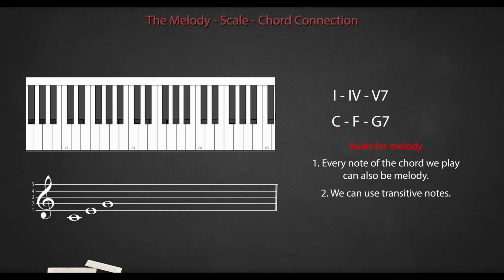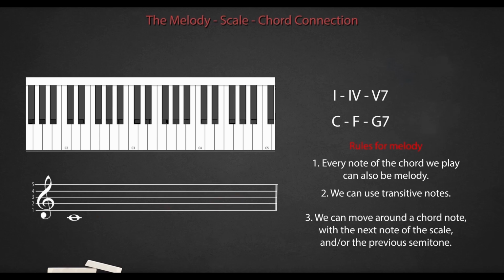Second rule. When we play a melody with two consecutive notes of the chord, for instance, C and E, we can also use the transitive note D. Transitive notes make a melody nicer. So, we have C, D, E, E, F, G, G, A, B, C. These are some more transitions we can use.